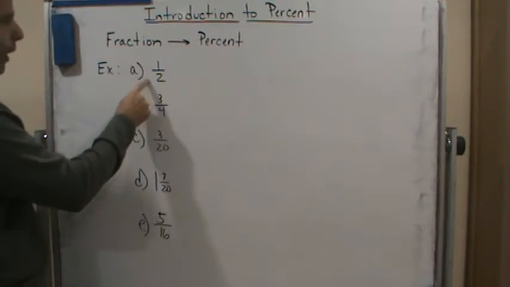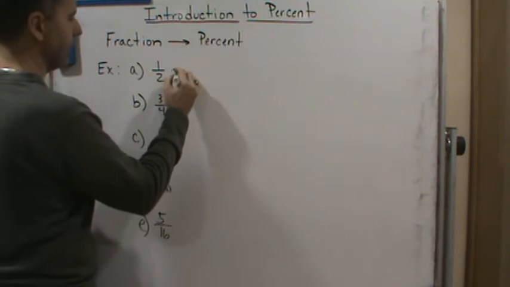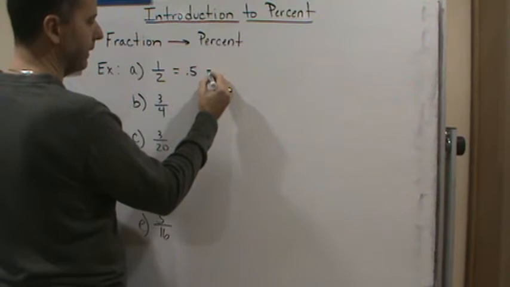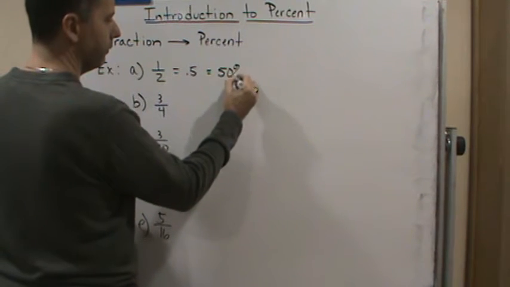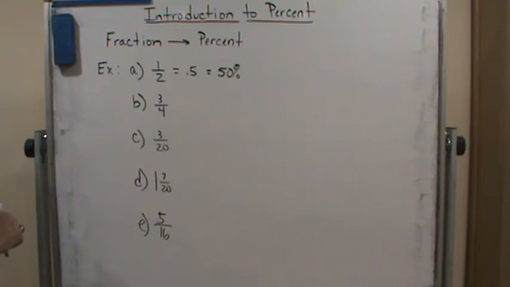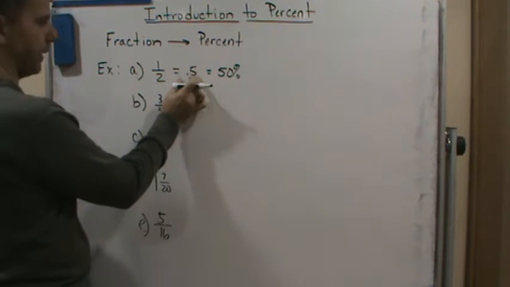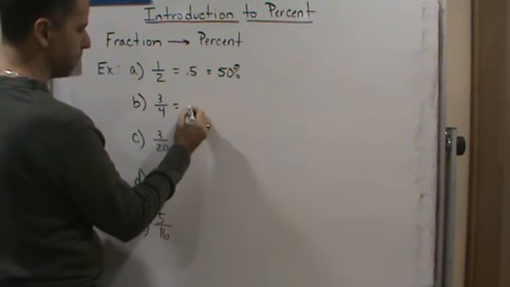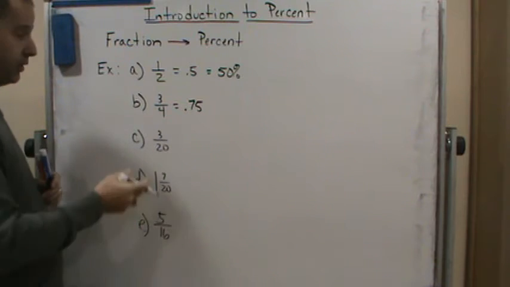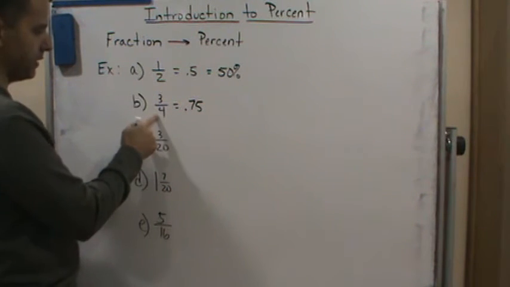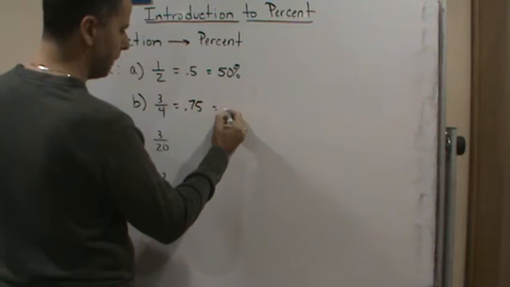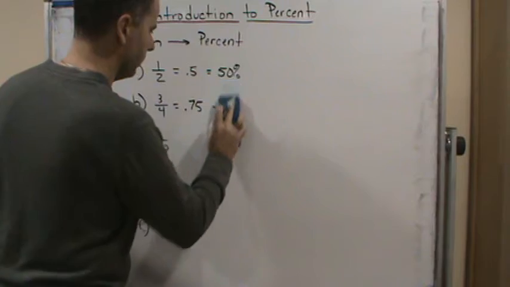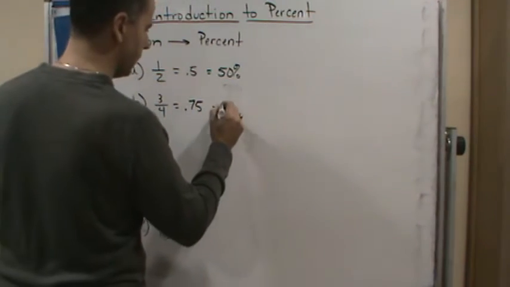Okay, so for example, 1/2. We should know 1/2 is equal to 0.5. Now if I multiply this by 100, that's going to make it 50%. All I did was multiply by 100 and add the percent sign. 3/4. Well, we should know that's 0.75. If you don't, just divide 3 divided by 4, and then multiply by 100%, which gives us 75%.